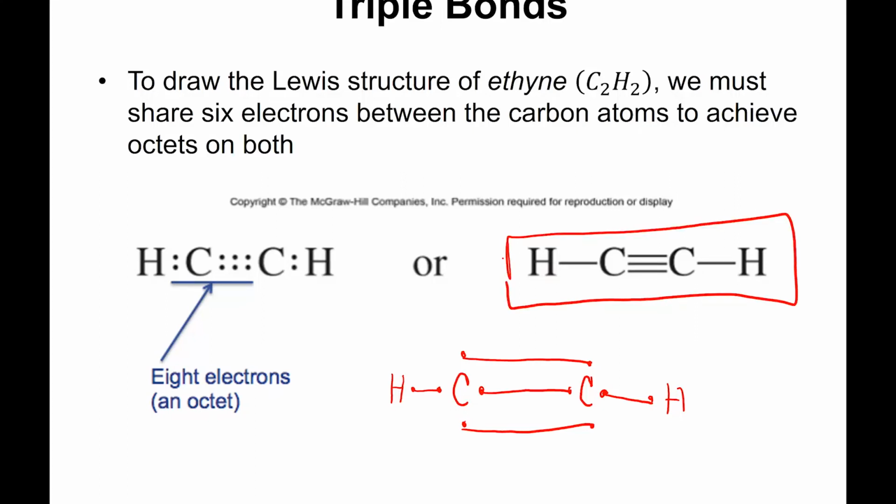Ethene has 1 triple bond in which it is sharing its 6 electrons, and then a single bond of each carbon to a hydrogen. So ultimately, each carbon still is forming 4 bonds. This carbon has 1, 2, 3, 4 bonds, and the other carbon has the same.